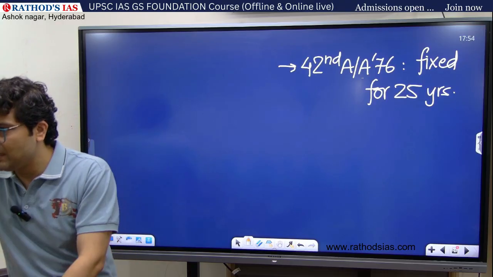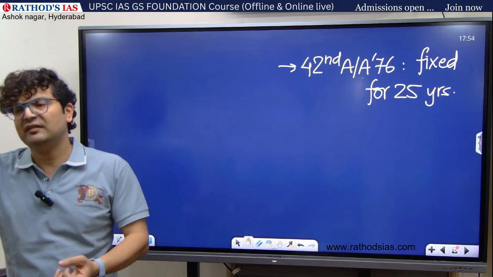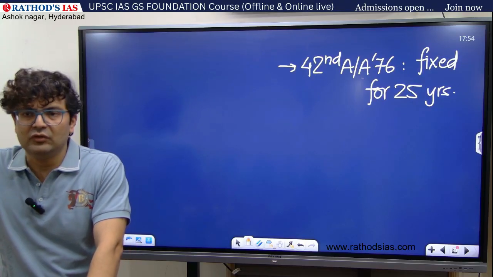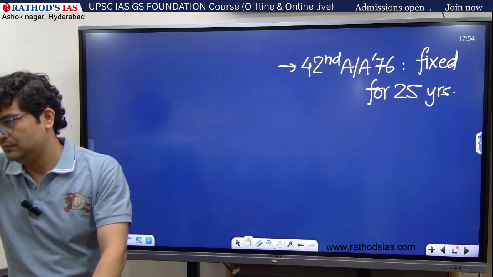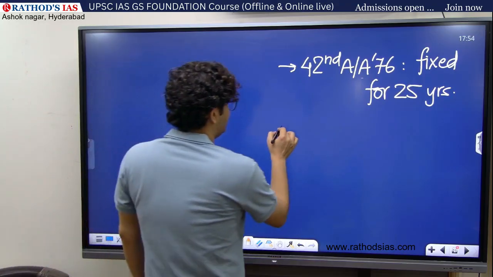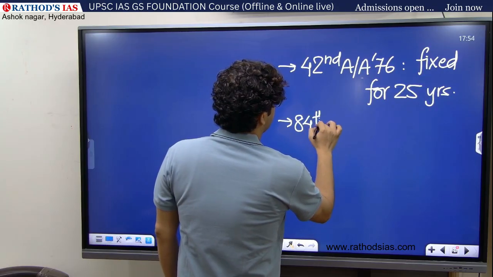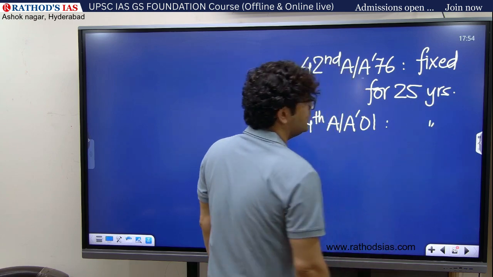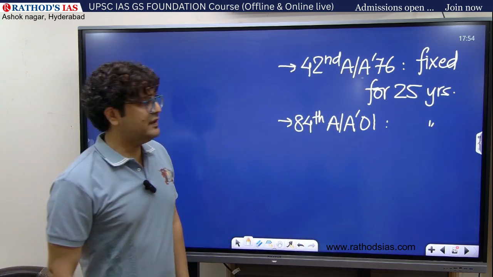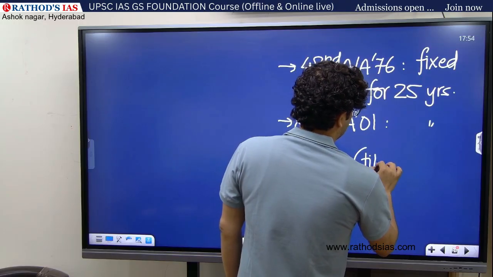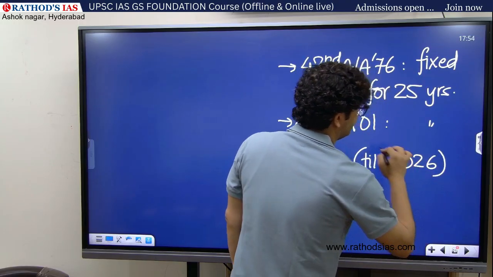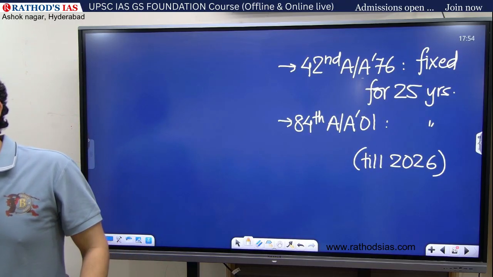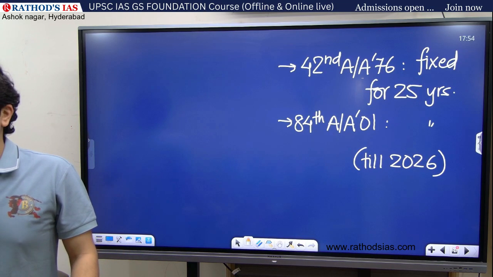But when 2001 came, the government realized that northern states are still not controlling their population. No emotional control at all. So we fixed it again for 25 years. Are you clear? So please write. Again a change was made, 84th Amendment Act 2001, and fixed for 25 years. This makes it fixed till what date? Till 2026. So till next year, we cannot use the new census. Let's see what happens next year.